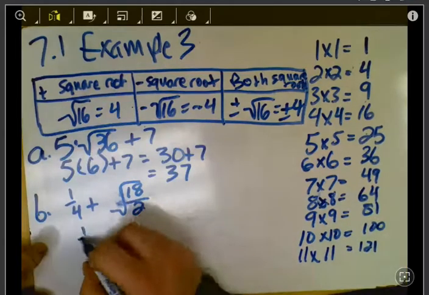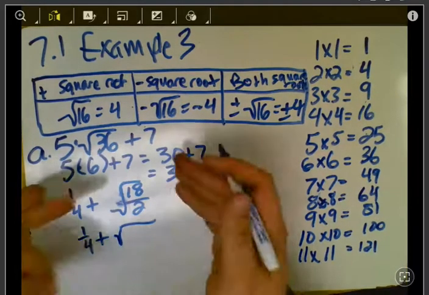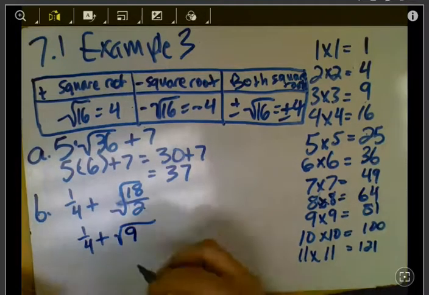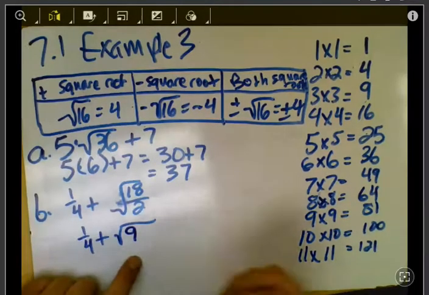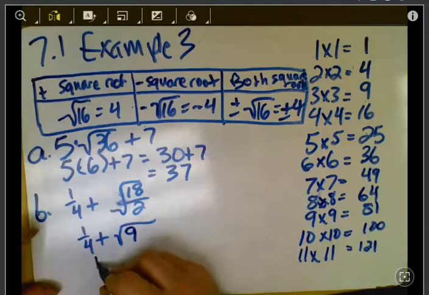So we have 1/4 plus the square root of 18 divided by 2, which we just said 18 divided by 2 is 9. That's a lot easier, isn't it? So we've got 1/4 plus the square root of 9. What number times itself equals 9? 3 times 3. So the square root of 9 is 3.